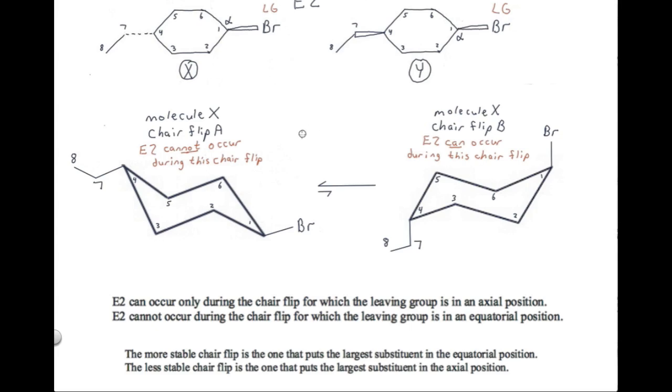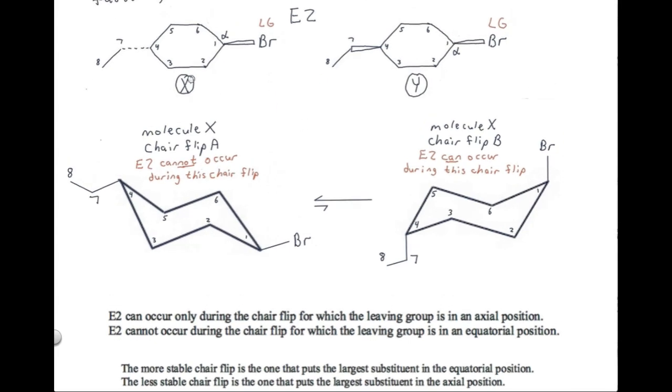So, do we conclude that E2 will occur quickly or slowly for molecule X? Well, notice that the molecule will spend most of its time in chair flip A, but during that majority of the time, E2 cannot occur. Molecule X will spend only a minority of its time in chair flip B when E2 can occur. Therefore, E2 will be slow for molecule X.